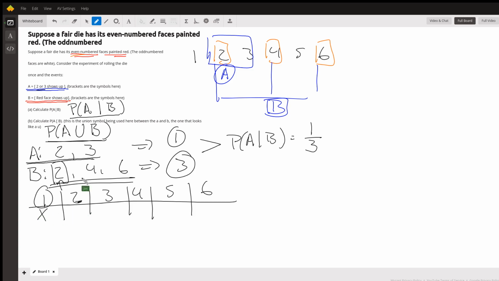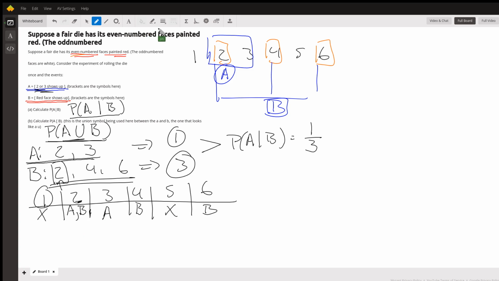If we roll a 2, well, that is squarely an A, right? That is, it's a 2 or a 3, but it is also in B. So rolling a 2 actually matches our criterion, that is A or B, in 2 different ways. 3 is event A, right? If we roll a 3, that is an event A. 4 is even, therefore it's in event B only. 5 is in neither event A nor event B. And then finally, 6 is in event B because it is even.